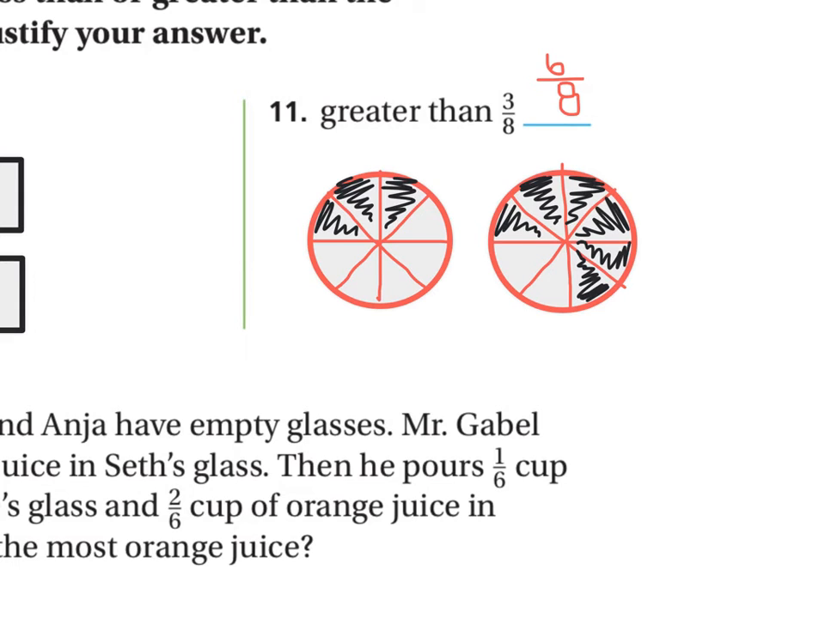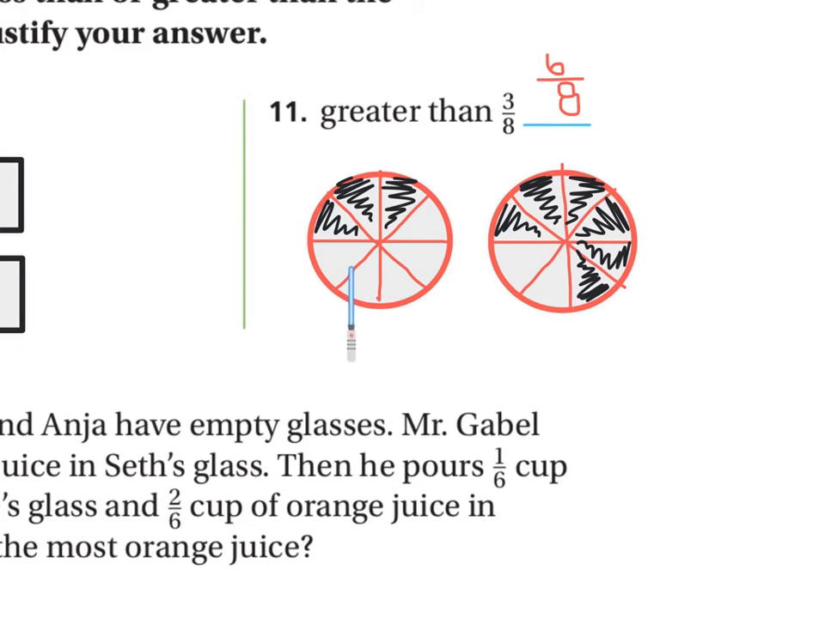For number 11, we want a fraction greater than 3/8. So I chose 6/8. You could have also done 4/8, 5/8, 7/8, 8/8, and so on. If you used the same numerator strategy, you could have done 3/7, 3/6, 3/5, and so on.